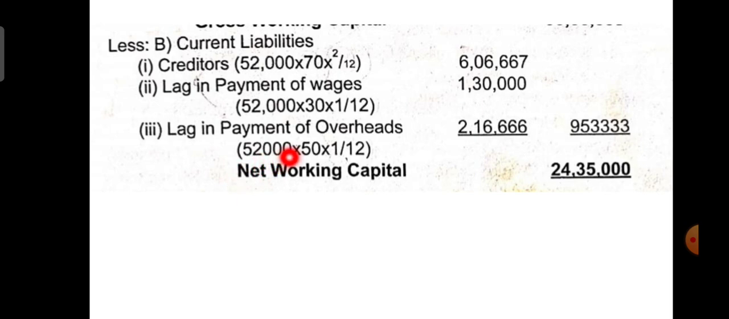Next is overhead. Per unit cost of overhead is 50. 52,000 into 50 and outstanding is for 1 month, into 1 by 12. So 2,16,666. So total current liabilities 9,53,333. So net working capital is 24,35,000. Thank you.